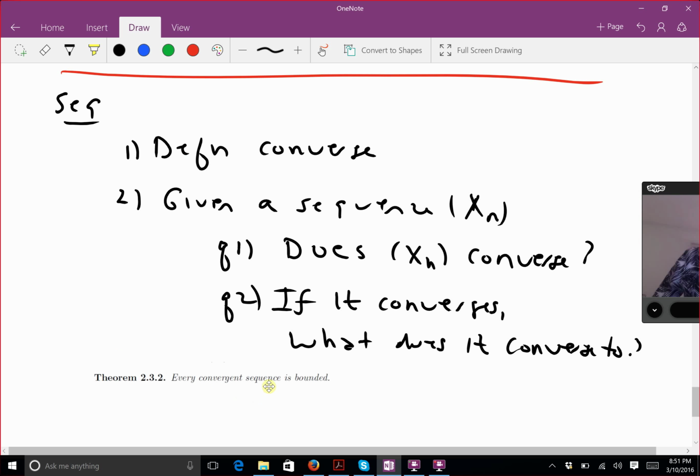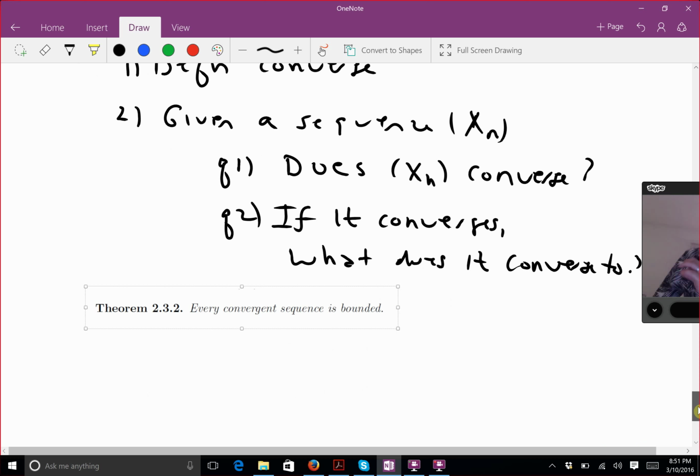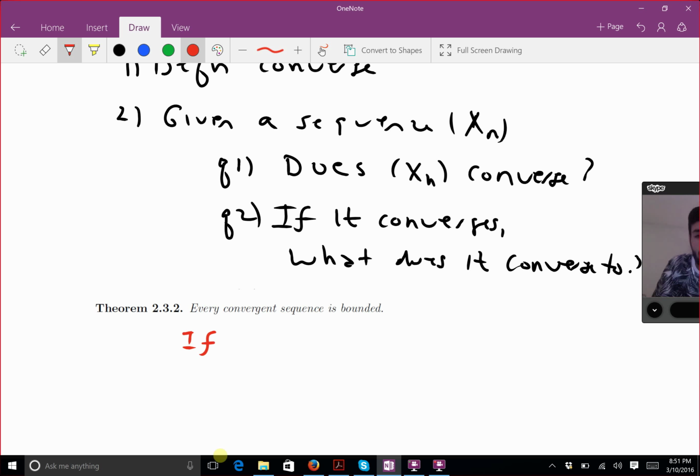Every convergent sequence is bounded. And here's how we use this theorem, and here's why it's important. This theorem says that if x sub n converges, then x sub n is bounded.